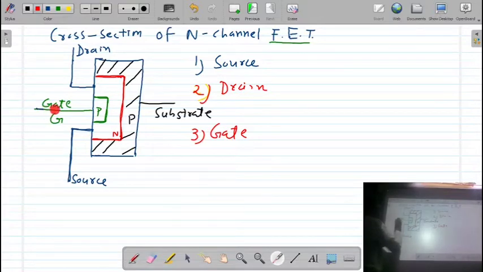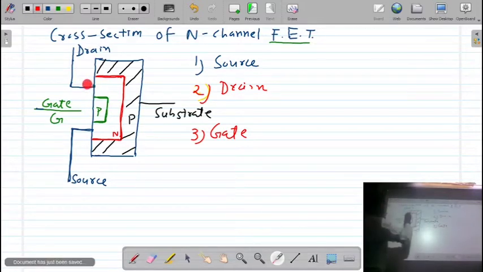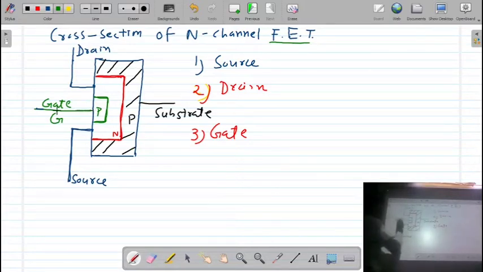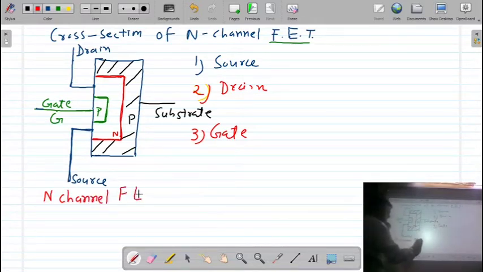And gate is the terminal which controls the flow of the charge. Here charge carriers flow only in this channel. This material is N-type, so this is called an N-channel FET. And the symbol of the N-channel FET is shown like this.